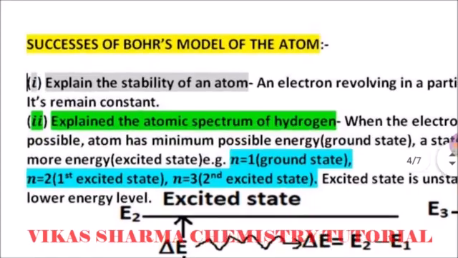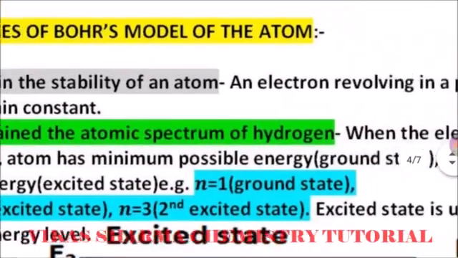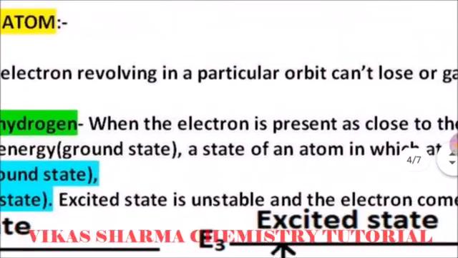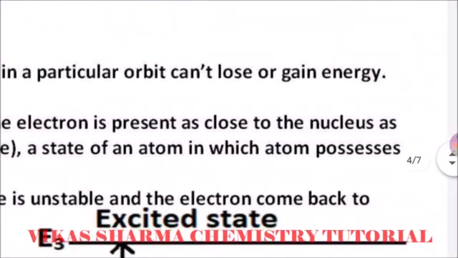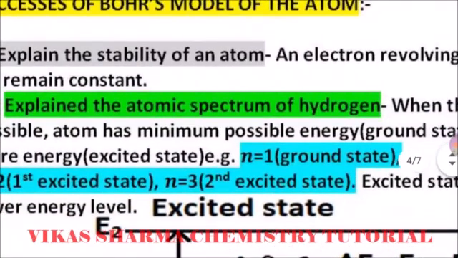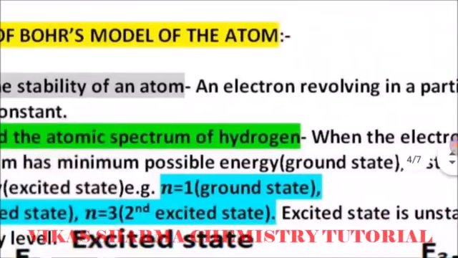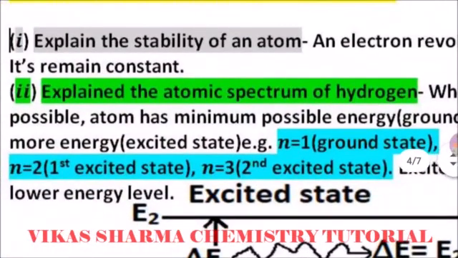Now, the success of Bohr's model of an atom. First, it explains the stability of an atom. An electron revolving in a particular orbit cannot lose or gain energy. Its energy remains constant. It means that an electron revolving in a particular orbit stabilizes its energy.